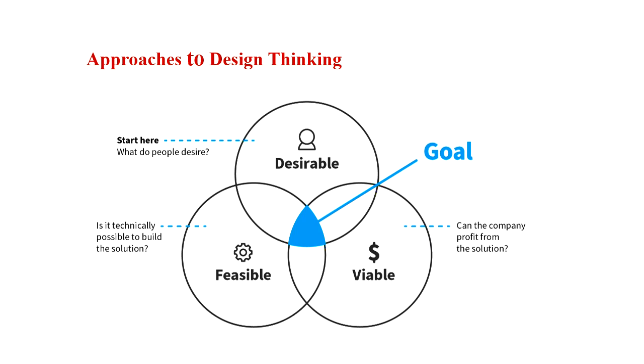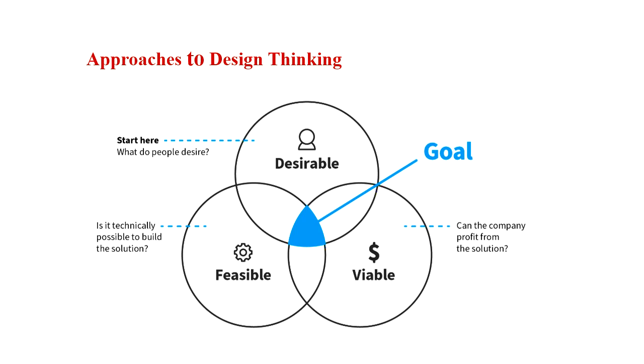The next one is feasible. Feasible is the technical part. Is it technically possible to build the solution? This considers the technical aspects and constraints such as available technology, tools, and engineering capabilities. The next one is viable. Here, can the company profit from the solution? This is about business viability. It ensures the solution is economically sustainable and can generate revenue or value.